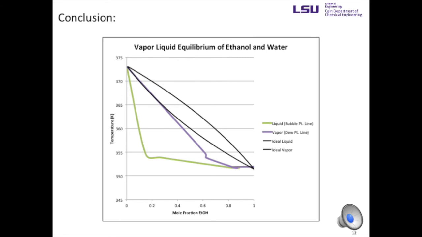So, when comparing our experimental data to the theoretical data of an ideal mixture, we can confirm the positive deviation from ideality and calculate the gamma to quantitatively express that deviation.